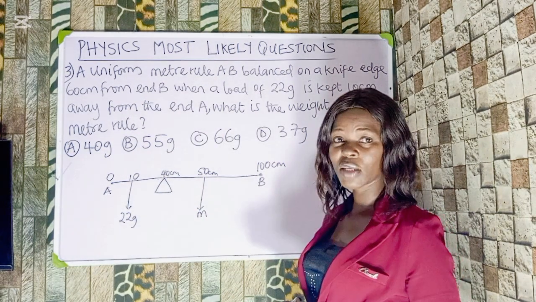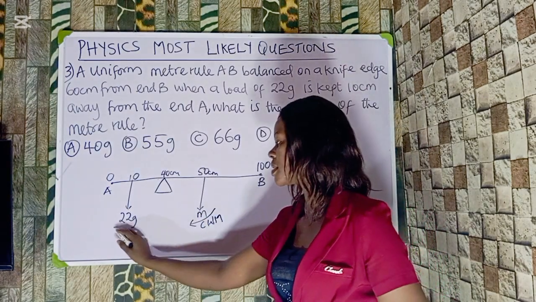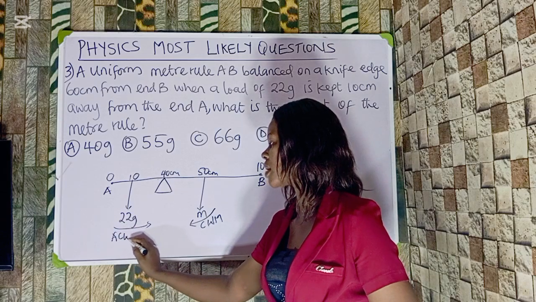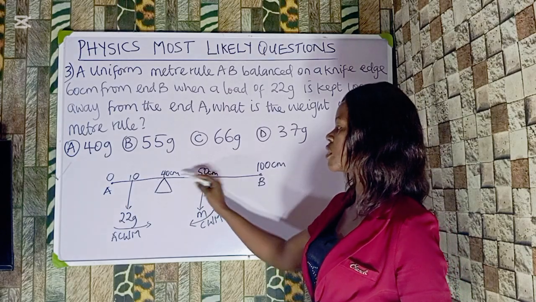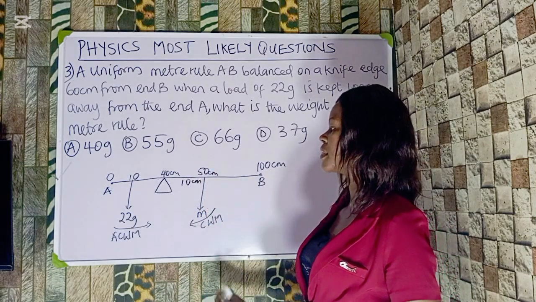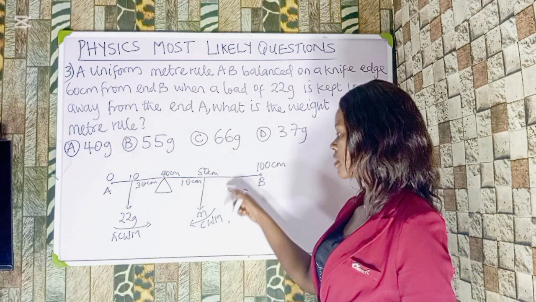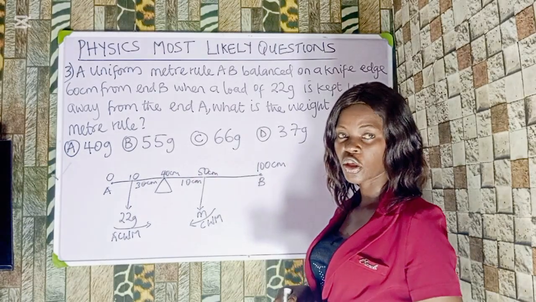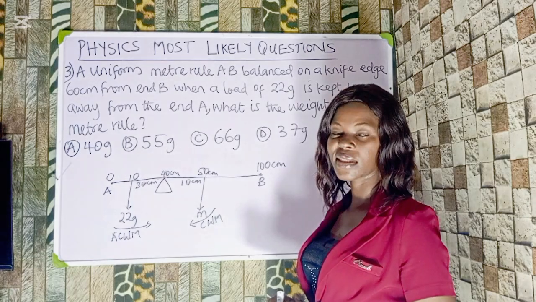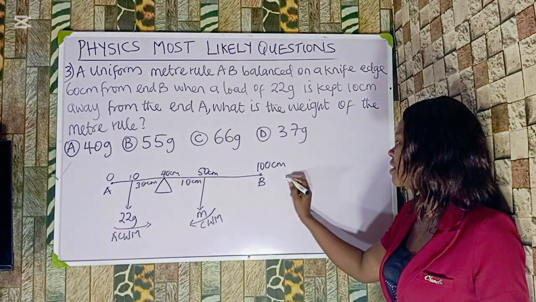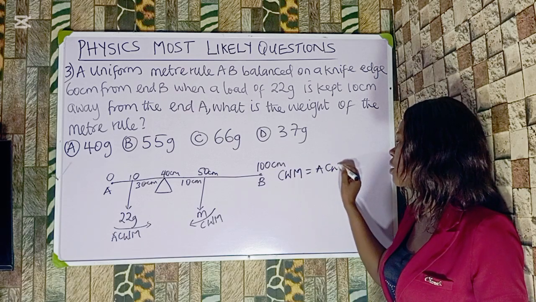So what do we say? Clockwise moment equals anti-clockwise moment. This is clockwise moment, while this is anti-clockwise moment. Now this is the mass multiplied by the distance between here and here, which is 10 cm. The distance between here and here is 30 cm. You know the moment is the force multiplied by the perpendicular distance. You are measuring from here to the center of the pivot. So the difference between them is 10. So let's solve by saying that clockwise moment is equal to anti-clockwise moment.